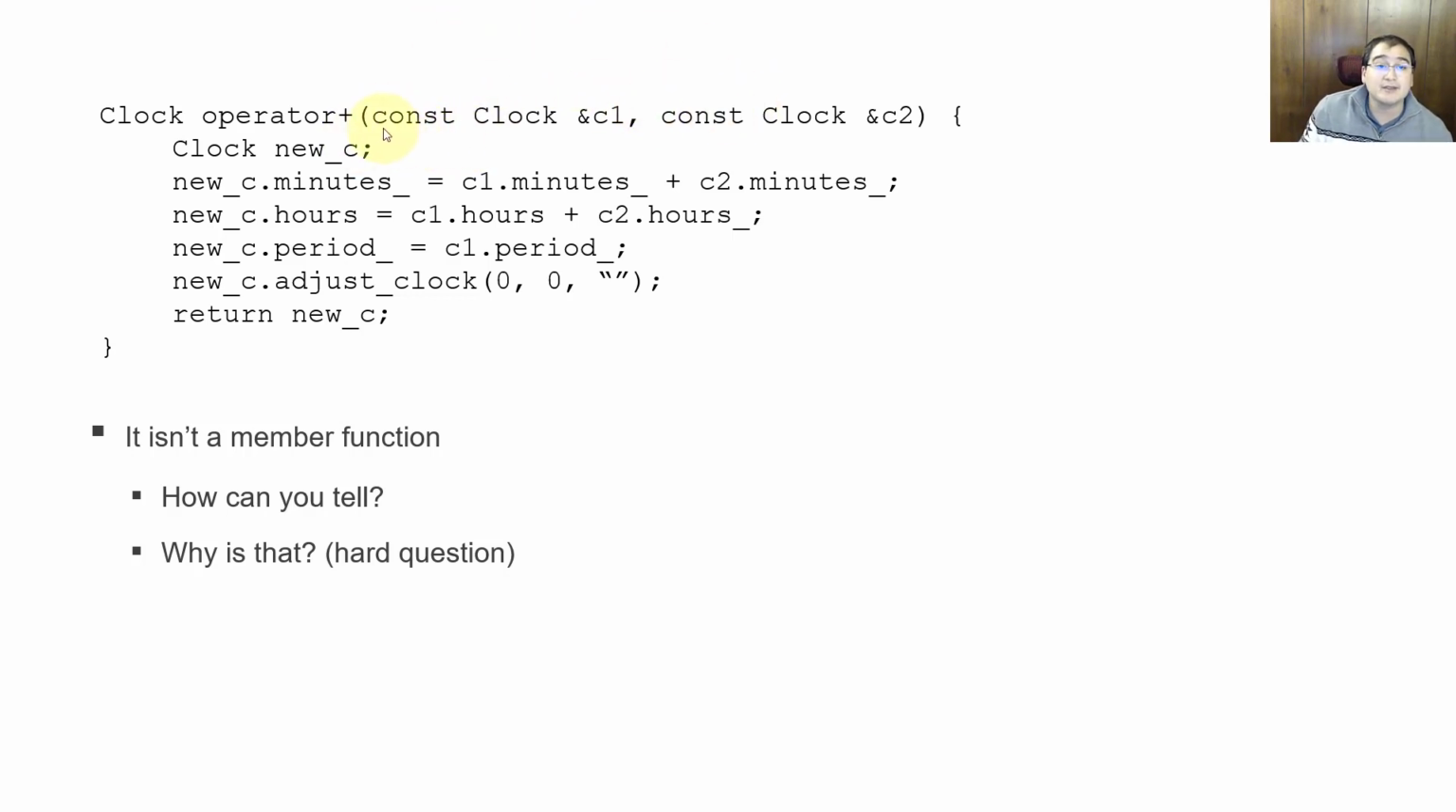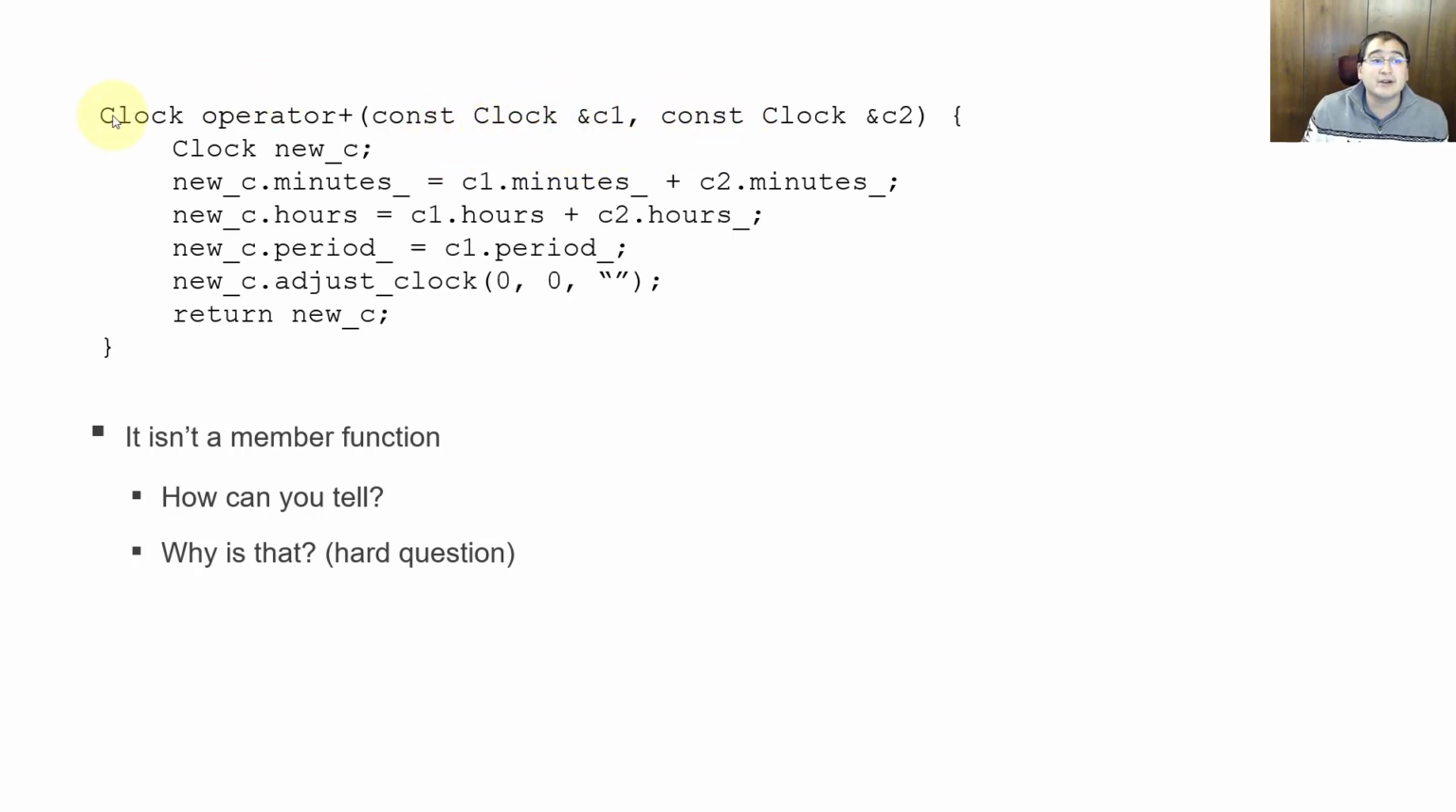And so what this does is it takes in two constant references to clocks. Why are these constant references? Well, when you add two things together, should that change either of the things you're adding together? No. Do you need to make copies of the things you're adding together? No. So constant references is what you should be doing.